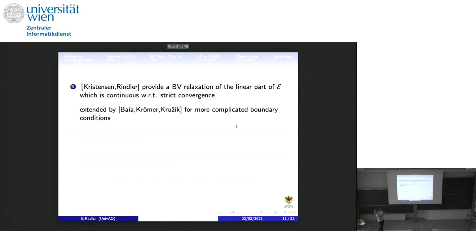Then there is another result from Bayer, Kromer, and Kruschik, which extends this BV relaxation to more complicated boundary conditions. And then there is another, let's say, refined version of the Christensen-Rindler result made by Rindler and Shaw, where they relax with respect to the area strict topology, and the relaxation is still continuous. Okay, so in this direction, if one wants to sooner or later try to do relaxations on the elasticity problem with p equal to 1 in BV, then these are two good options.